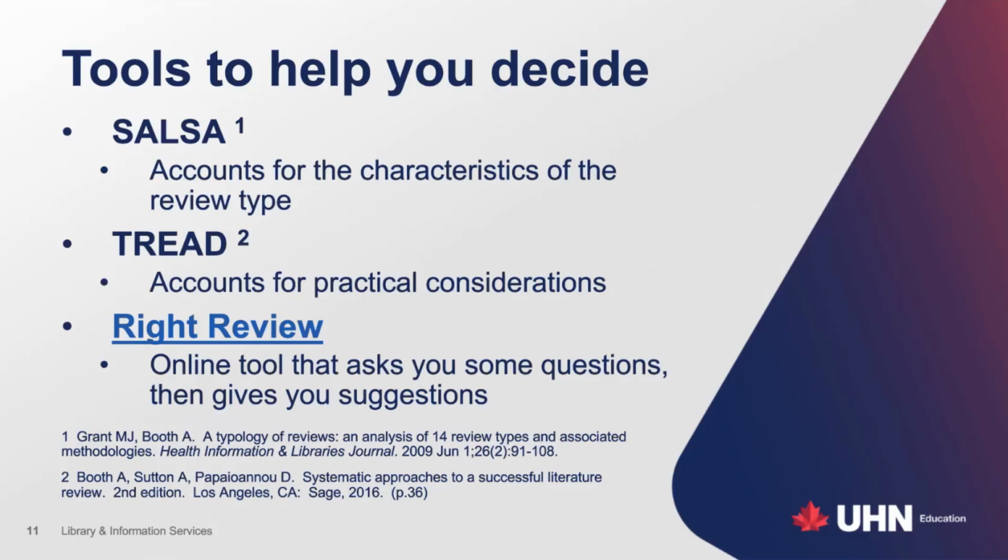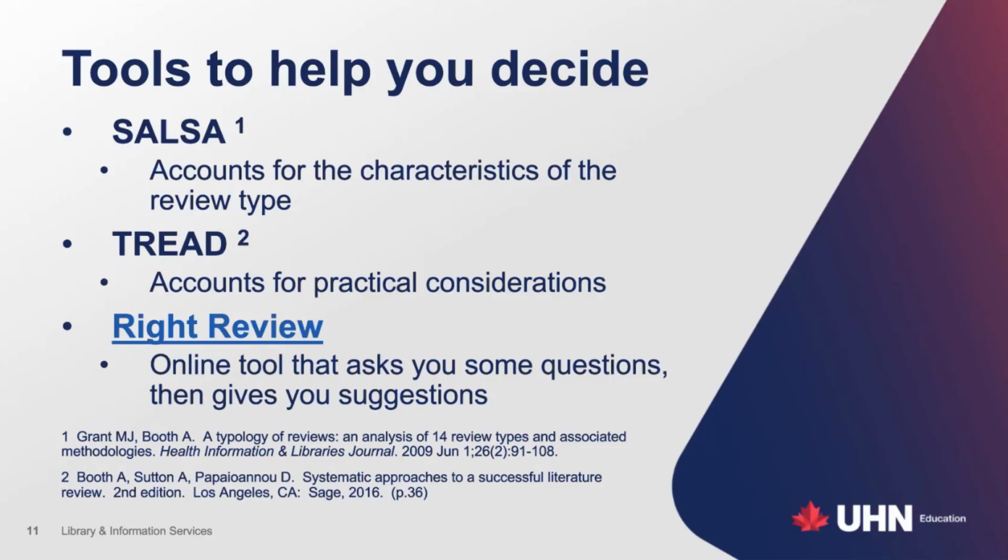Tools to help you decide. We're going to be focusing on SALSA, which accounts for characteristics of the review type. So what is involved in that review type and how does it match up with what you're aiming to accomplish? We're going to also look at TREAD, which accounts for practical considerations. So things like what resources do you have access to? What kinds of expertise are needed compared to what kinds of expertise you have access to, those kinds of things.